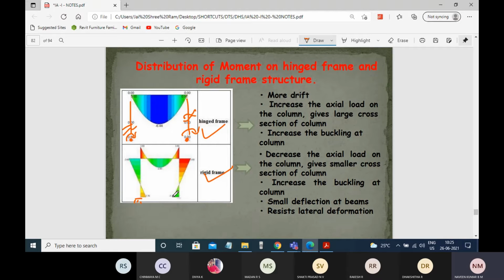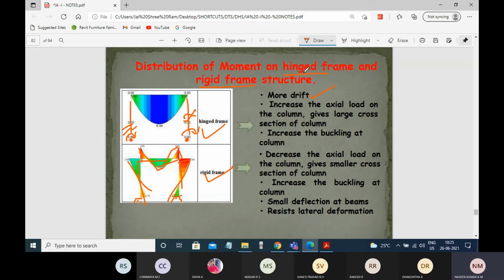Where it is fixed over here and it is fixed over here, you can expect the bending moment in all the three sections. This is the typical bending moment diagram for hinge frame as well as the rigid frame. So you can see the differences, right?